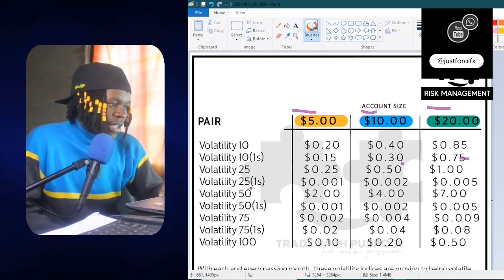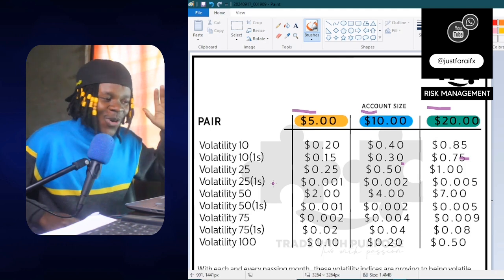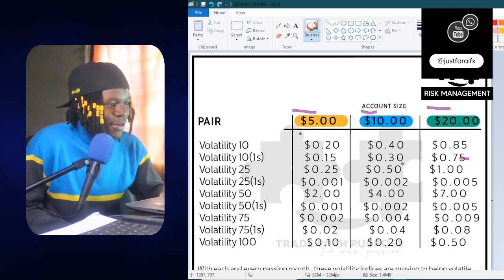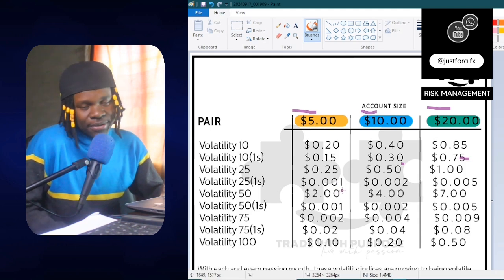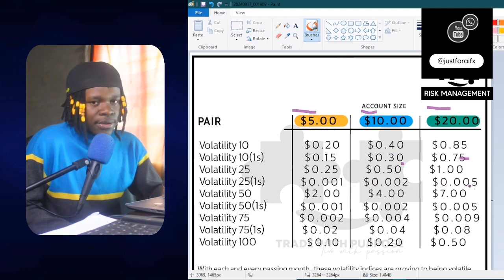And on V25 1S, I don't want to lie, this one's volatility has gone wild by the day. So on a $5 account I use 0.001, and by the way, the minimum is 0.005. Then on a $10 account I use 0.002. Then on a $20 account I use 0.005.